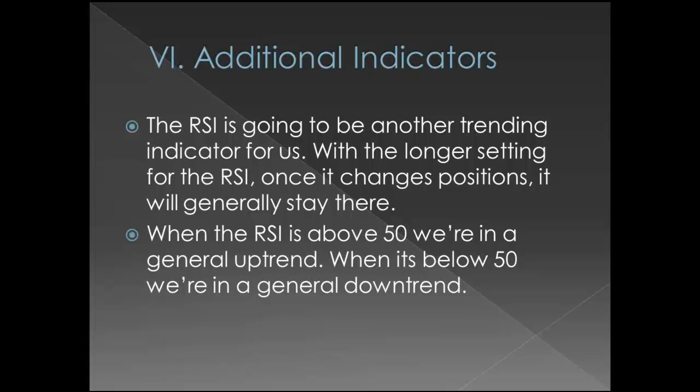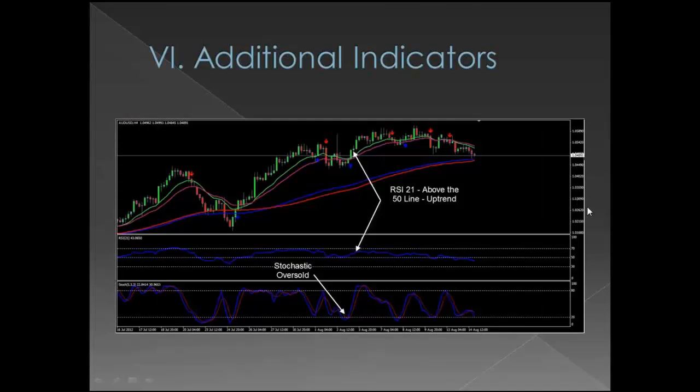So, when the RSI is above the 50 line, we're in a general uptrend, and we need to confirm that with other indicators. On the flip side, when it's below the 50 line, we're in a general downtrend, but we definitely want to confirm that. And if we've got a lot of conflicting signals, then we want to move to something that is not conflicting, that gives us the best visual representation that we want to see, and this is a really great way to do it.